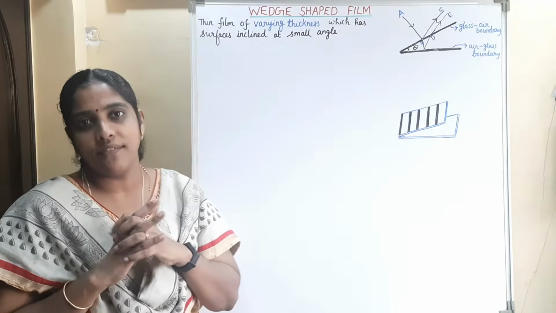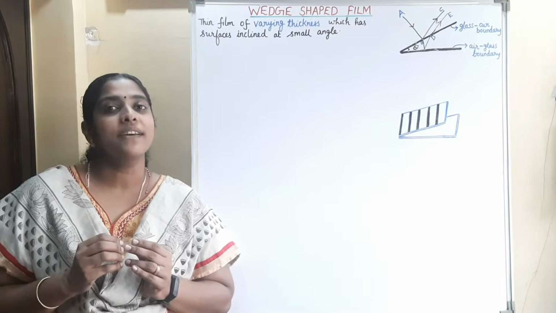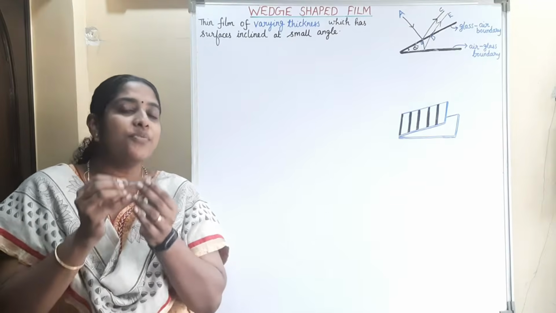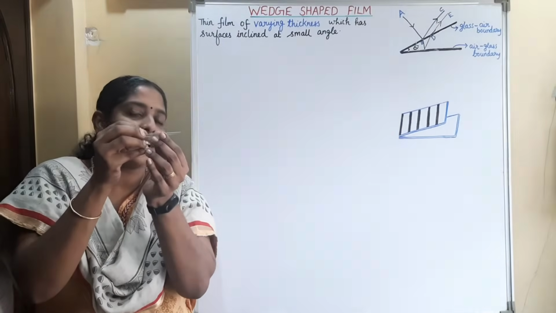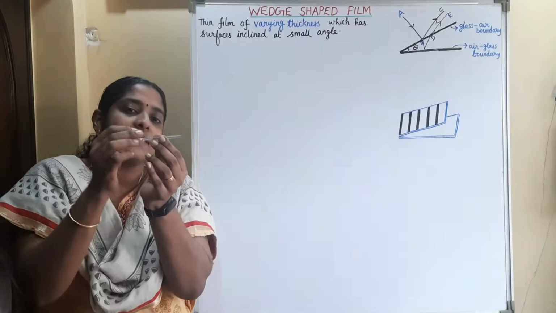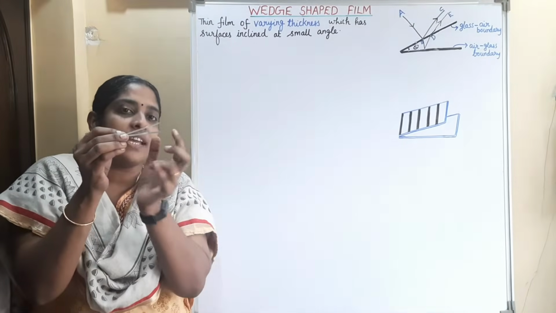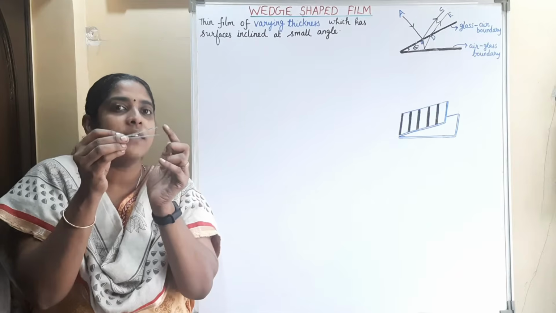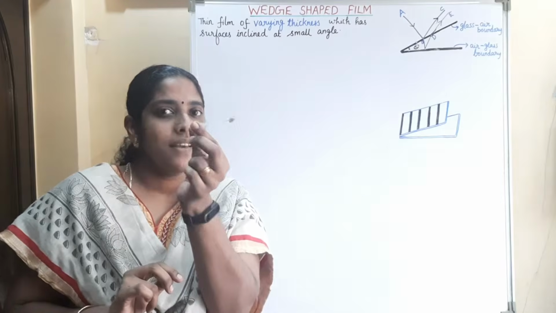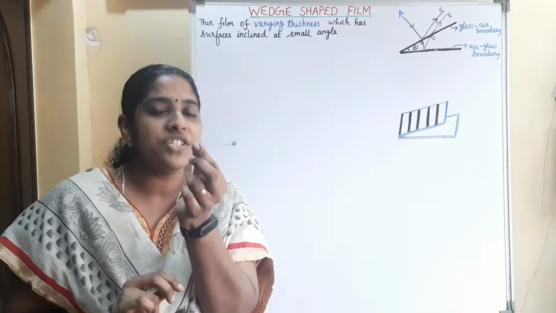So how can we make a wedge-shaped film? A thin wedge of air film we can make with the help of two glass slides resting on each other. So these two glass slides are in contact with each other at one edge. At the other edge, with the help of some spacer, we can make a wedge. Now it is a simple wedge-shaped air film.